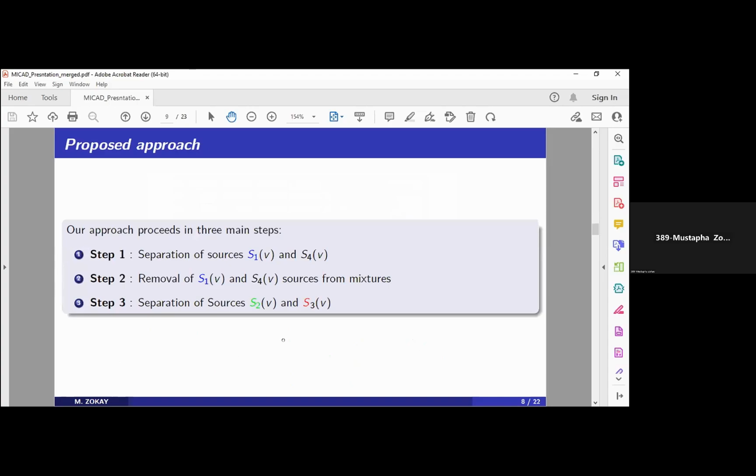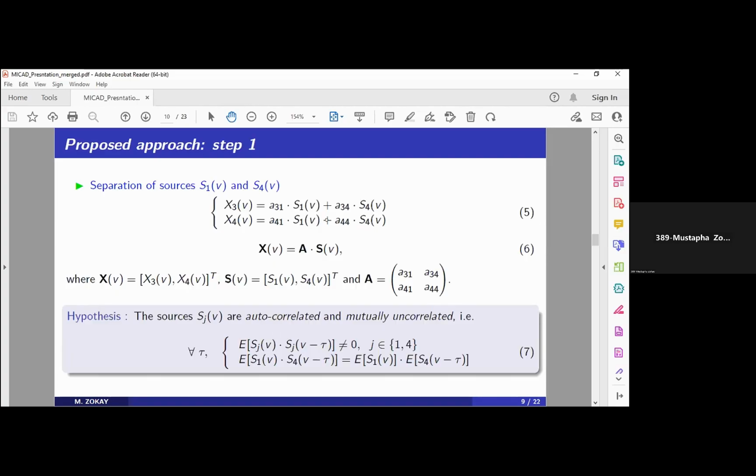The first step consists of estimating the sources S1 and S4, which are melanin and shading. The second step consists of removing the estimated sources from the mixture. In the third step, we estimate the oxyhemoglobin and deoxyhemoglobin. So in the first step, we use the mixtures X1 and X4 as follows.